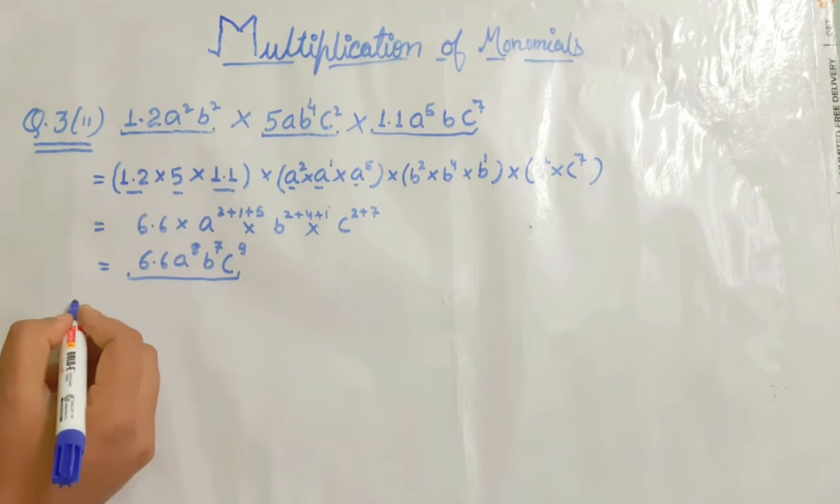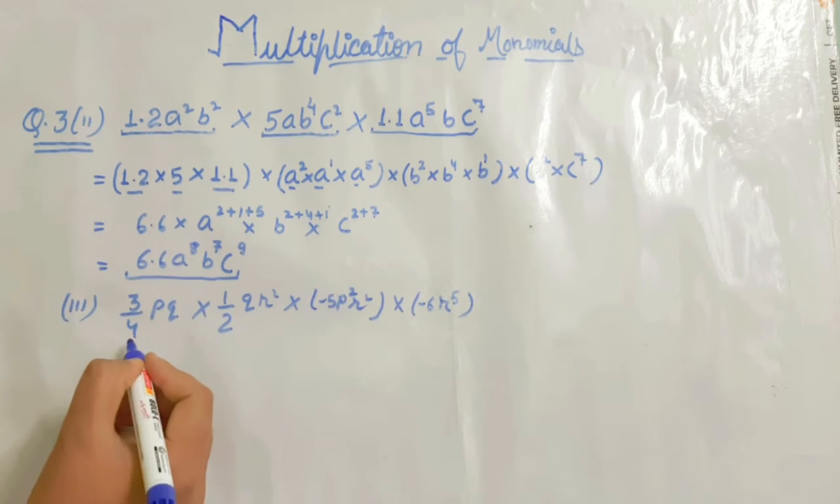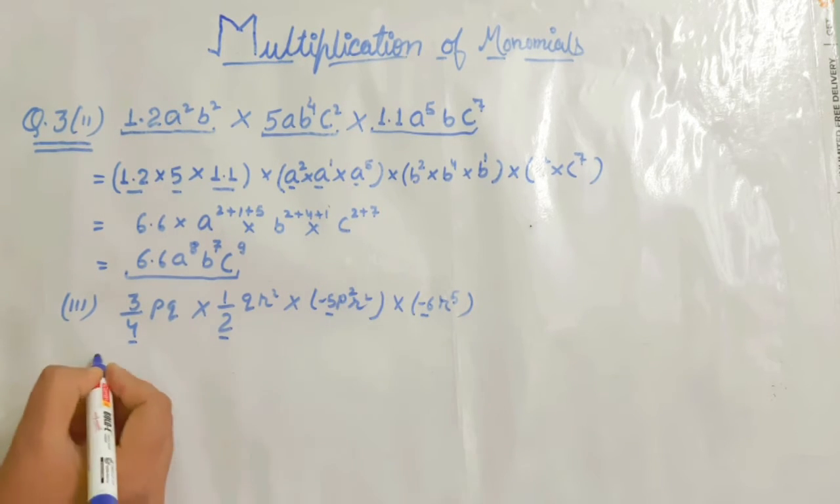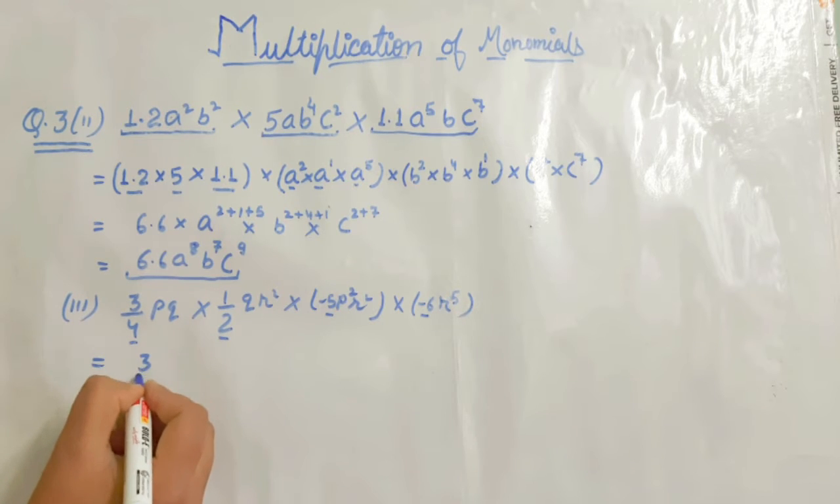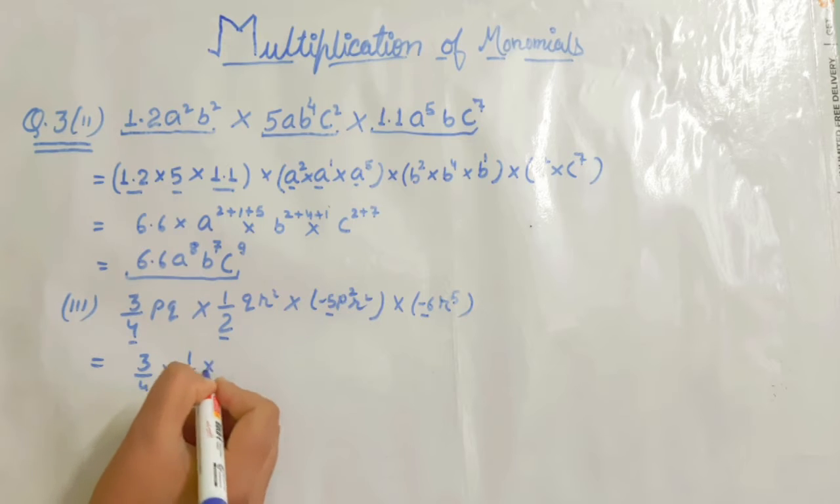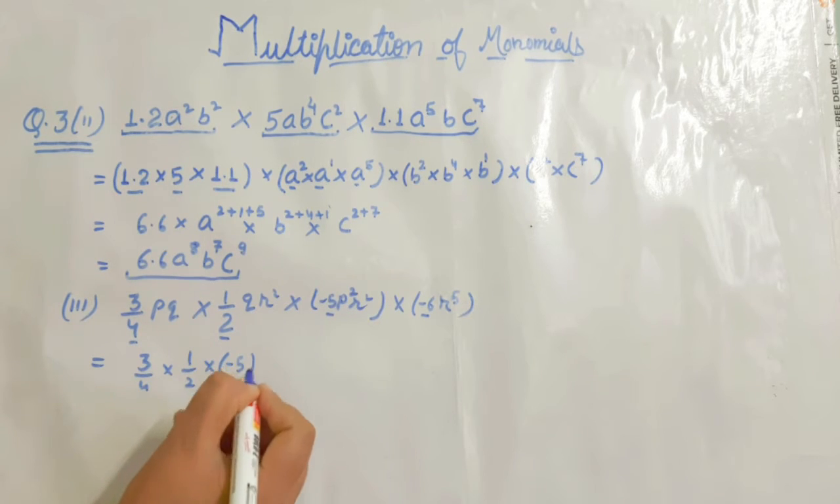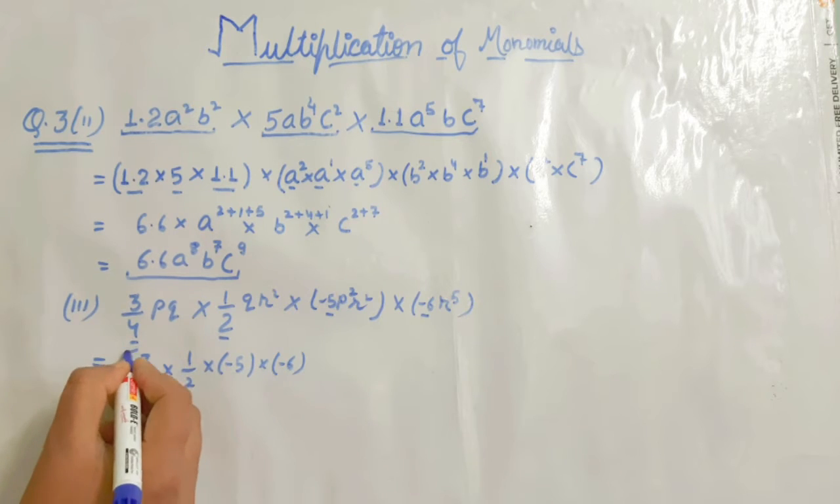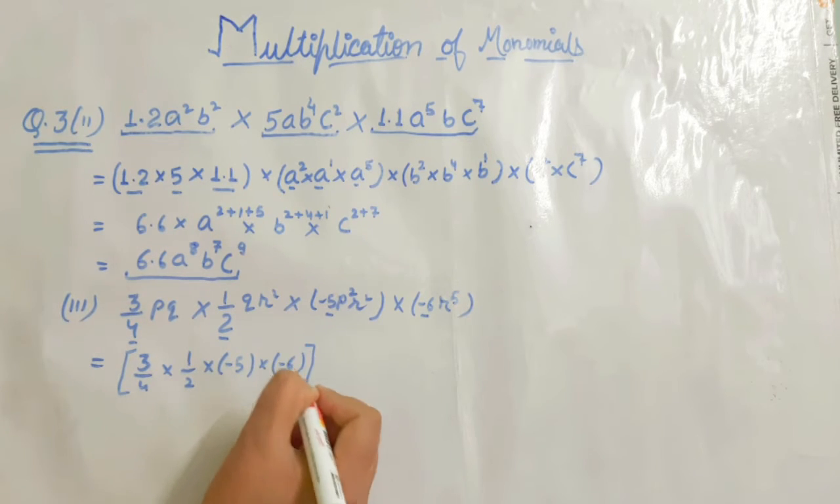Let us see one more part. Let us use the same method. Numbers will be multiplied with the numbers. So this will be equal to 3 upon 4 multiplied by 1 upon 2 multiplied by minus 5 multiplied by minus 6. This is the first part.